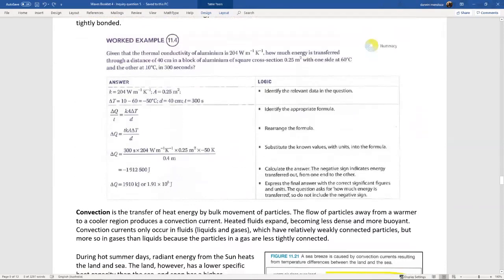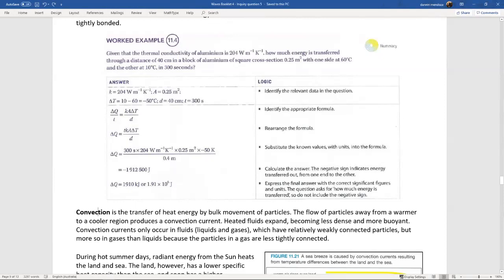Okay, so here's a calculation. We've got the thermal conductivity of aluminium is 204 watts per meter per Kelvin. How much energy is transferred through a distance of 40 centimeters in a block of aluminium with a square cross-sectional area of 0.25 meters squared? So they don't want you to calculate the area of the square.